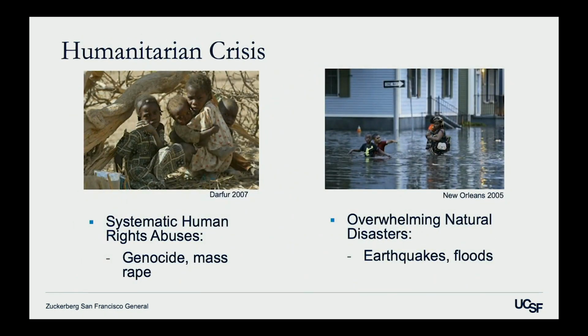So when we think about humanitarian crisis, we can think about systemic human rights abuses. So Darfur, there was genocide and mass rape.